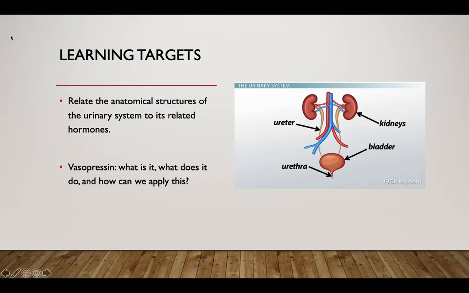Our goal today is to take what we have learned so far about the urinary system and take on the mechanism of action for vasopressin. Hopefully you are all at least somewhat familiar with what vasopressin is, but we will still go over what it is, its derivation, how it functions in the body, and a real-life application.